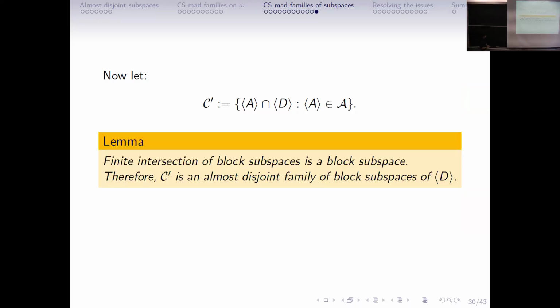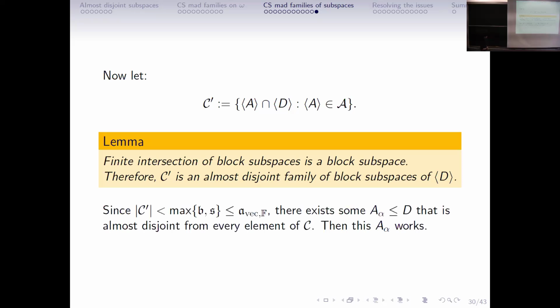This is not immediate, by the way. So what this means is that C prime is an almost disjoint family of block subspaces of the block subspace D. And so we can apply the same argument. C prime is an almost disjoint family of block subspaces whose size is less than the smallest possible cardinality of a MAD family of block subspaces. So therefore, we can get some block subspace A alpha that is almost disjoint from every element of C.